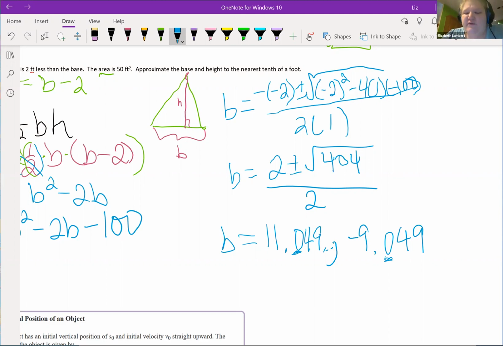Does negative 9 for a base make sense? How do you measure negative 9 feet? You don't. Distance lengths are, in math at least, we take the absolute value of them. So you might say you can measure a negative distance if you measure the opposite direction, but that is implying a direction. We very rarely, if we're going to talk about direction, it's going to say it in the problem. So we chuck out the negative answer. So our base here has to be 11.0.